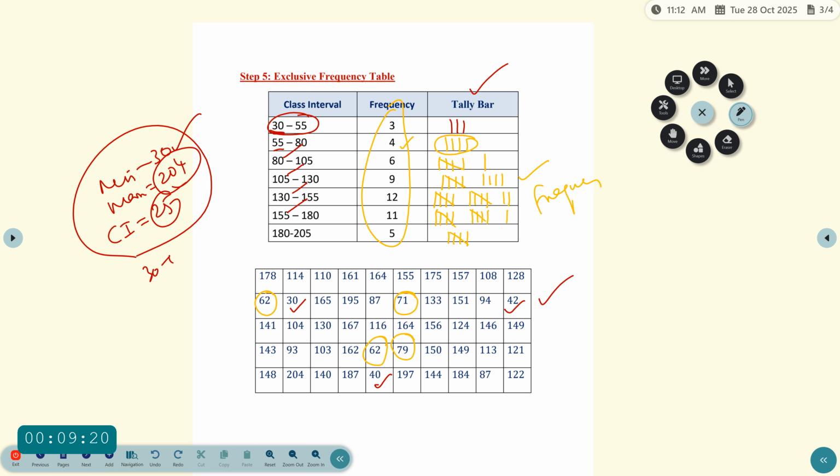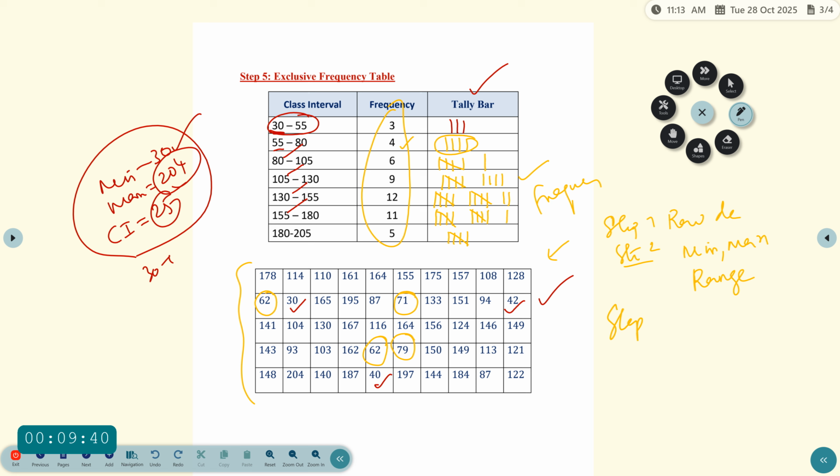I will explain once again. These are the given data here; the given raw data is just recorded. Step 1, enter the raw data. In step 2, find the minimum value, maximum value, and then the range. Range is equal to maximum minus minimum.